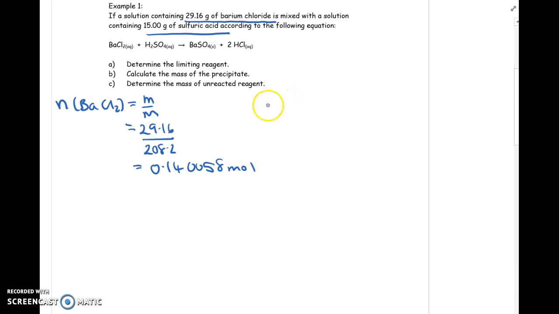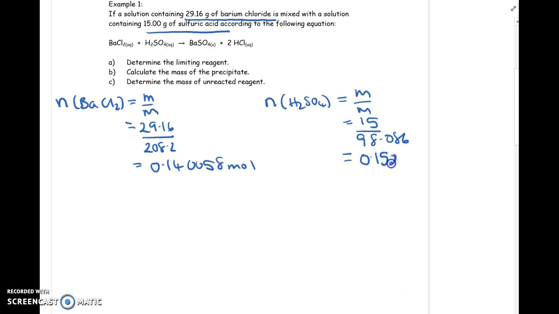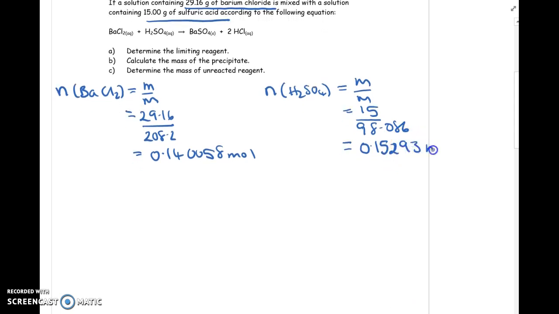The number of moles of sulfuric acid, we do the same way, mass over formula mass. The mass was 15 grams divided by the formula mass, which is 98.086, and it comes out to 0.152993 moles. Now, the easiest way to do this is to just try one out. So I'm going to try out barium chloride. So what I'm going to try and do is find out how many moles of sulfuric acid are required if I use up every bit of this moles of barium chloride.